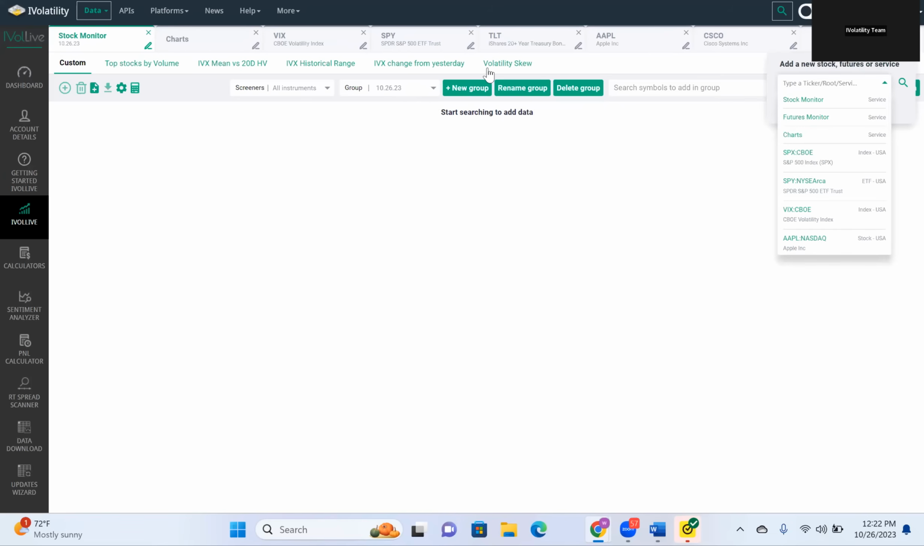And here's another kind of how-to. If you want to pull up another stock monitor default tab, all you do is, let me click away, click on this plus icon, drop down arrow, and you can see these are the presets that are available to you. So basically it's stock monitor, futures monitor. If you choose futures, like I said, I did an IVolLive short on that, just posted it to our YouTube channel. Charts, which are right here.